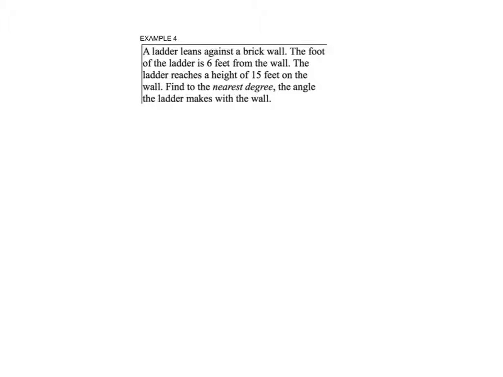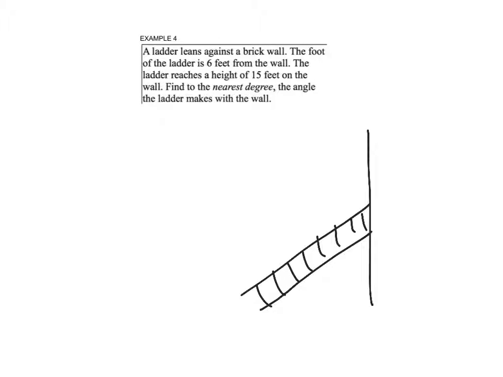Okay, final example. We have a brick wall. We have a ladder leaning against it. So there's my ladder. The foot of the ladder is 6 feet from the wall, so that's 6. The ladder reaches a height of 15 on the wall, so this is 15. Find the angle the ladder makes with the wall. So I actually want this angle up here. So there's the ladder, there's the wall.